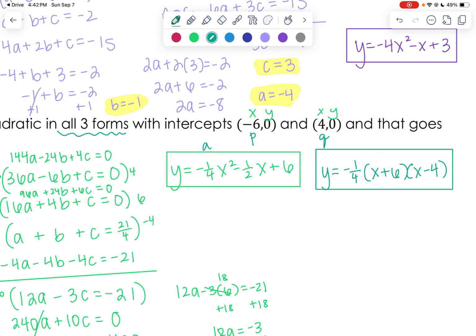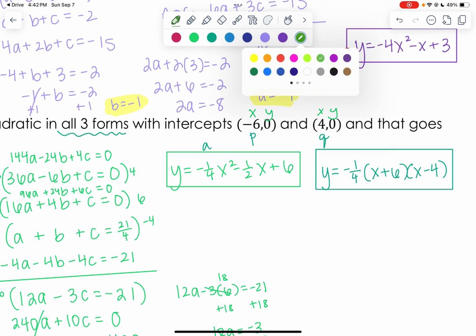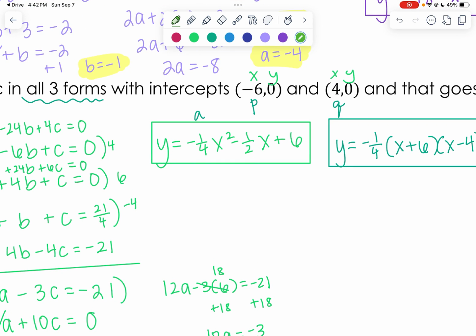And then the only one that's left is vertex form. Well, I have it in standard form, so use standard form to find your vertex and go from there. Think back to going from standard form to vertex form. You could complete the square, but do you really want to complete the square with that? So I would do x equals negative b over 2a. Negative b would be negative of negative 1/2, which is 1/2, over 2 times a, which is negative 1/4. If you have 2 quarters, that's just negative 1/2. 1/2 divided by negative 1/2 is negative 1.